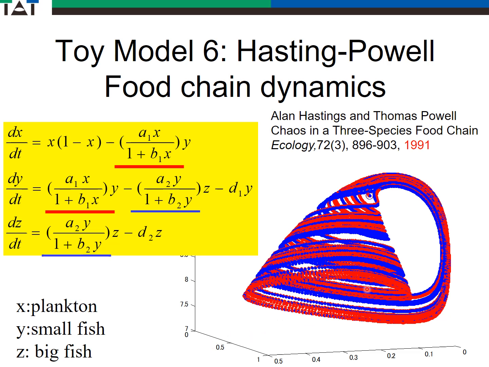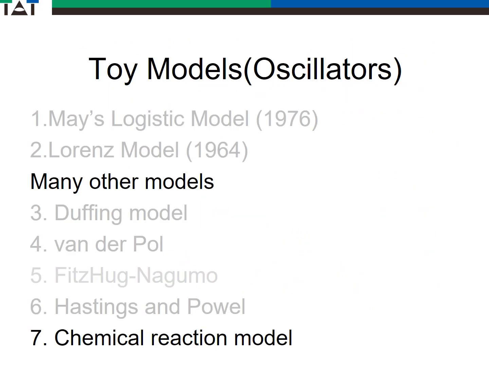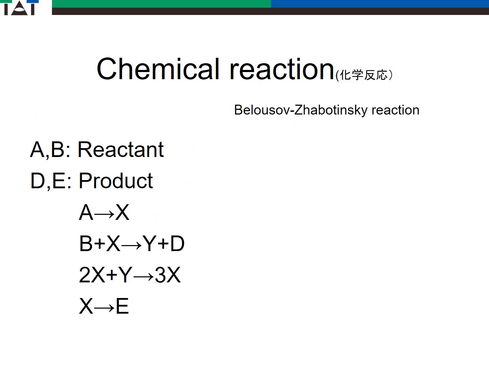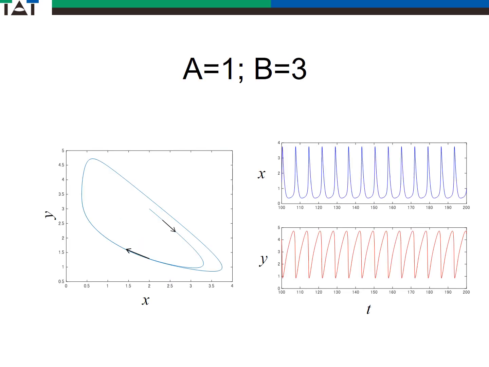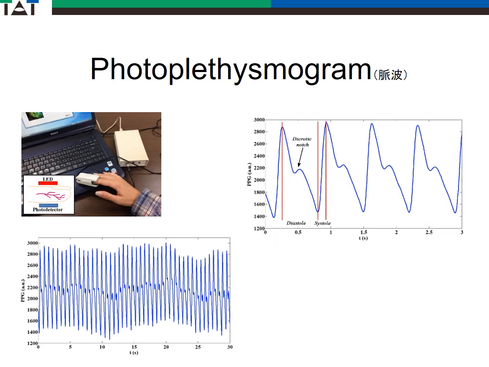In the XYZ plot, they show quite a unique shape, and the blue and the red are the initial conditions, which are slightly different. This is the same thing. Okay, chemical reaction: A and B are the reactants, and D and E are the products. I will also upload the program.